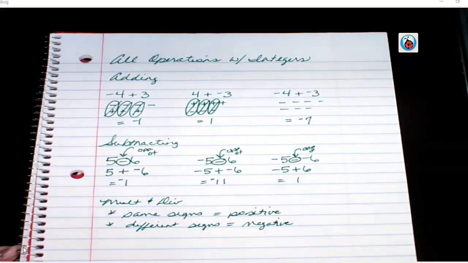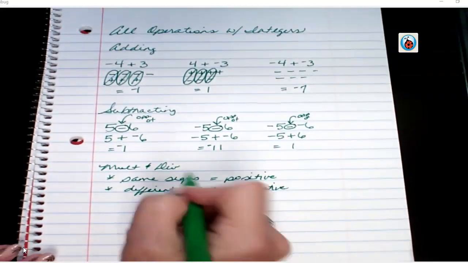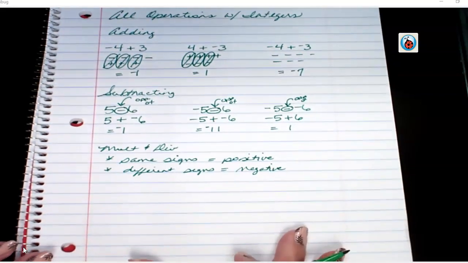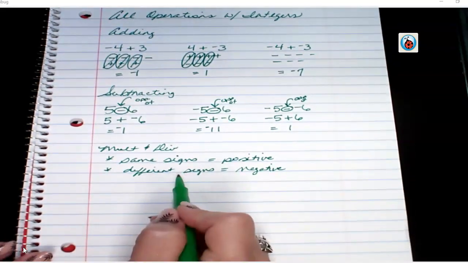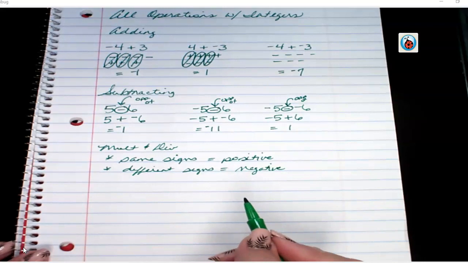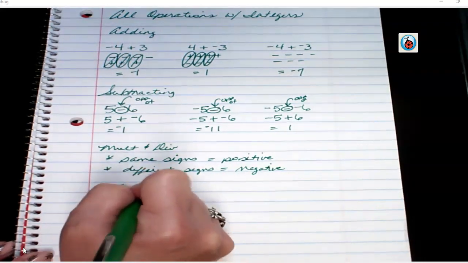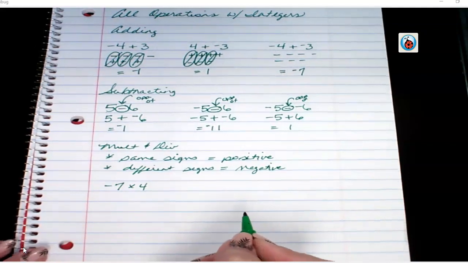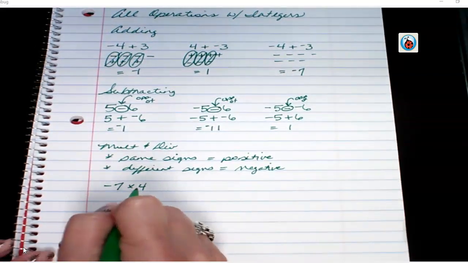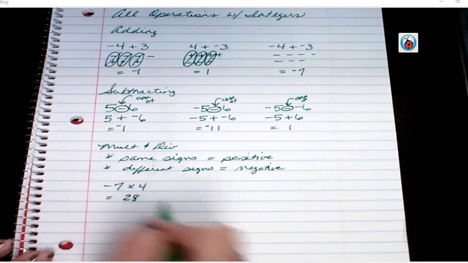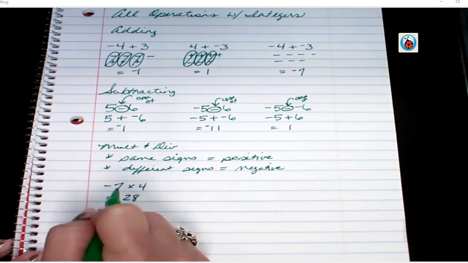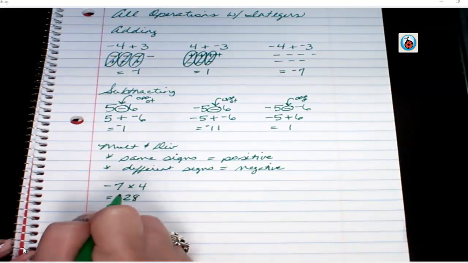I like to think of it like this. When you and your mom agree, it's a good thing. When you and your mom disagree, it's a negative thing. So here, if I have the problem negative 7 times 4, you simply multiply. 7 times 4 is 28. They're different signs. You and your mom don't agree, so it's negative.